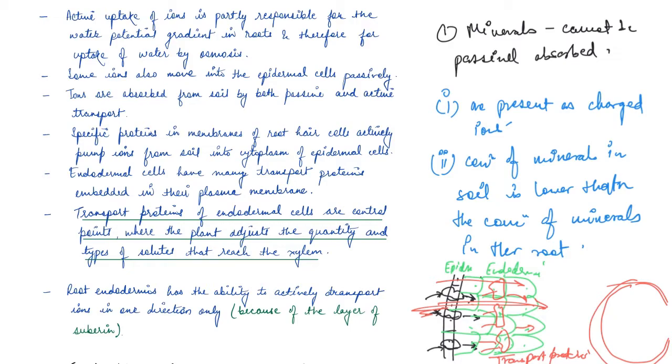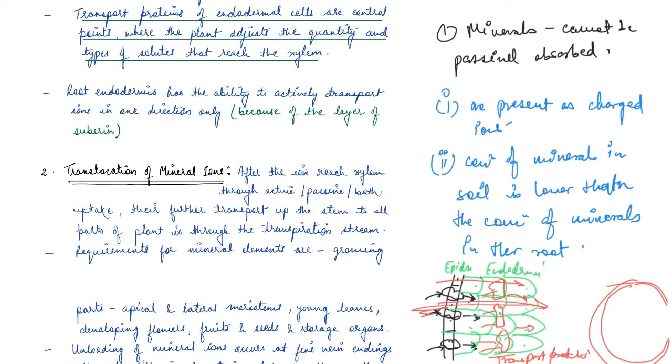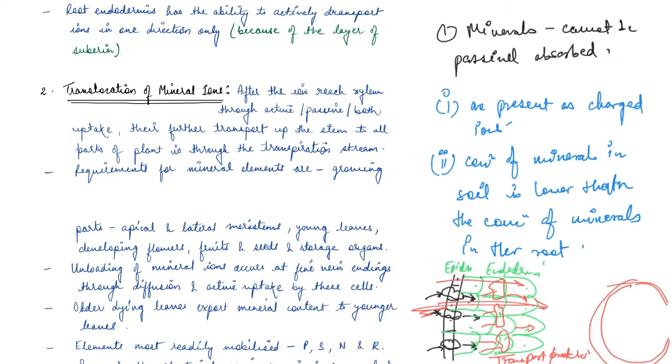Now, the next thing that we'll see is translocation of mineral ions. Okay, so let's see that as well. So basically, guys, after reaching the endodermis, they reach the xylem. Now, after the ion has reached the xylem, it can be active or passive uptake, right? Or maybe a combination of the two, whichever way they are reaching the xylem.